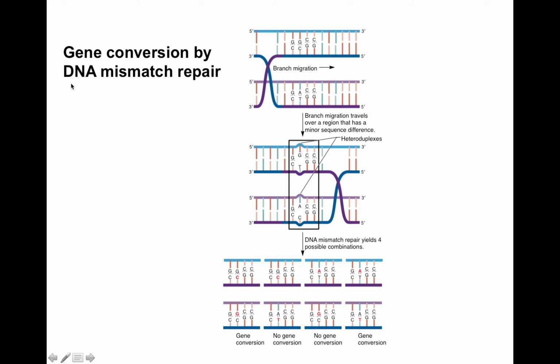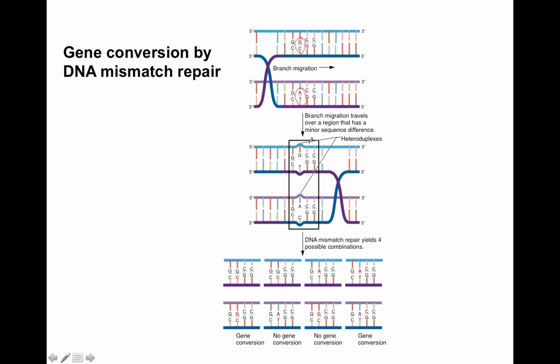This is the model for DNA mismatch repair. So let's take a close look at our two sequences here. They're from the same regions of two homologous chromosomes in the cell, and they have nearly identical sequences here, except that on one of our copies, one allele has a GC base pair and the other allele has an AT base pair. Okay? The branch migration is initiated, and it starts to travel past this region where we have a difference in alleles, in the sequences of the alleles in the two different chromosomes.